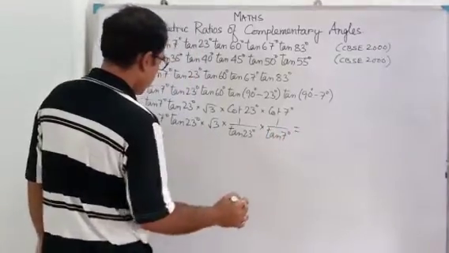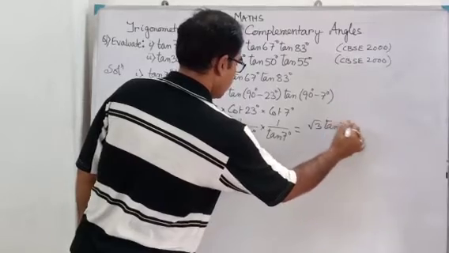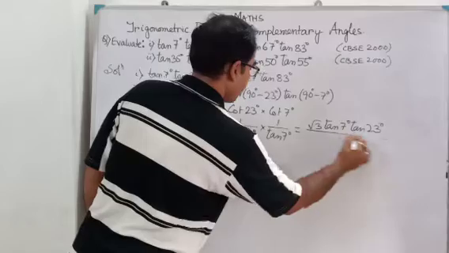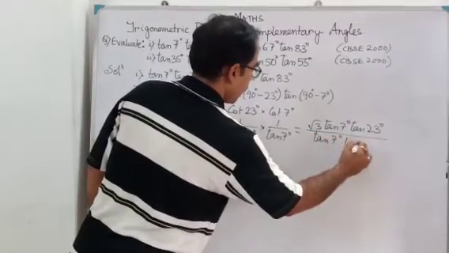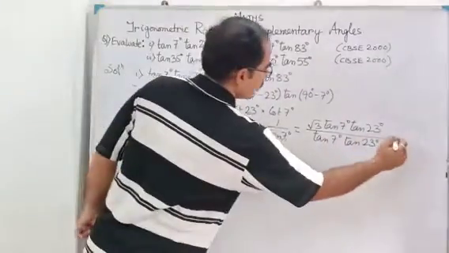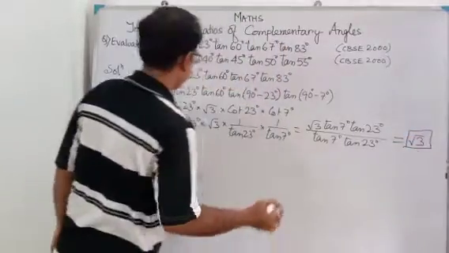So ultimately you are getting what? Root 3 tan 7 degree tan 23 degree divided by tan 7 degree and tan 23 degree. So this will cancel out. So ultimately you are getting root 3. This is the final answer.